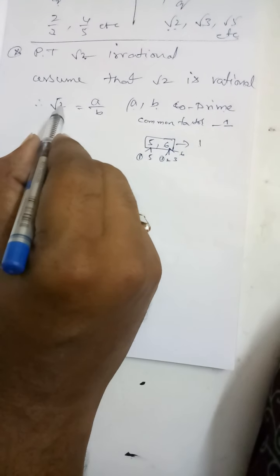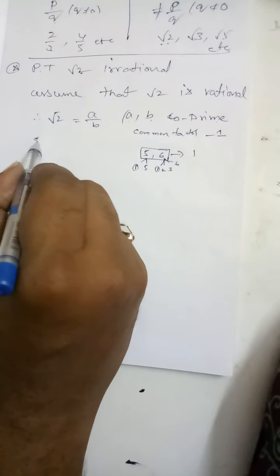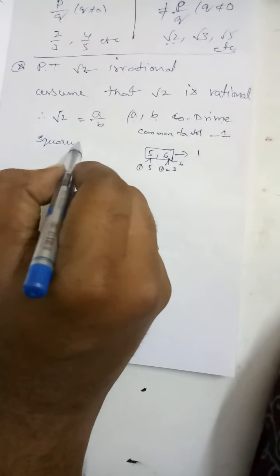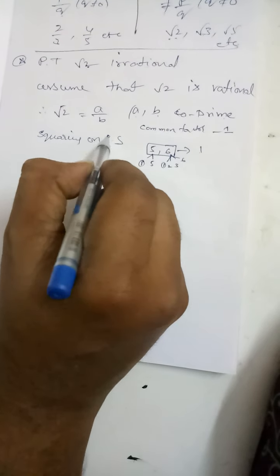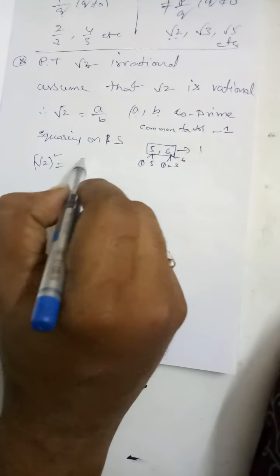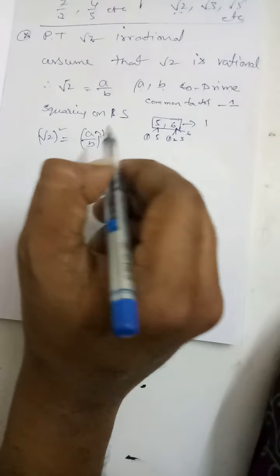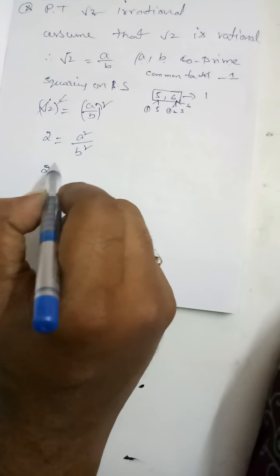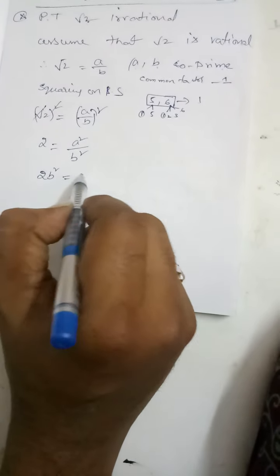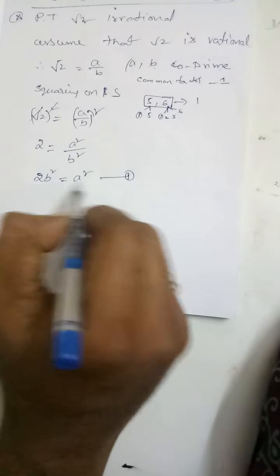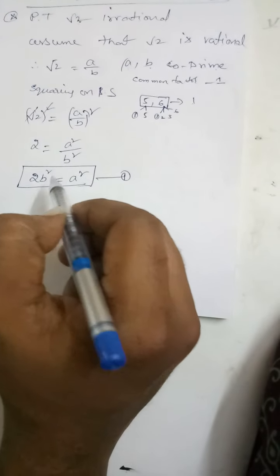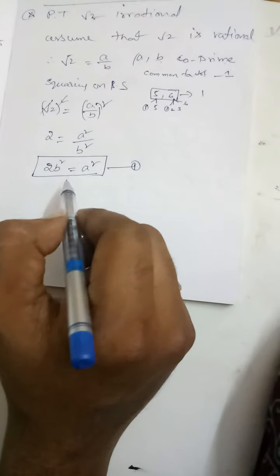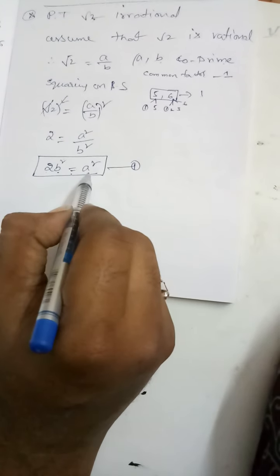Now here a root is there. How to remove the square root? By squaring on both sides. So root 2 whole square is equal to a by b whole square. The square root cancels here. 2 is equal to a square by b square. Just do cross multiplication: the denominator goes to the numerator. 2b square is equal to a square. Consider this as equation 1. This step is very important for us because we are using it again later.